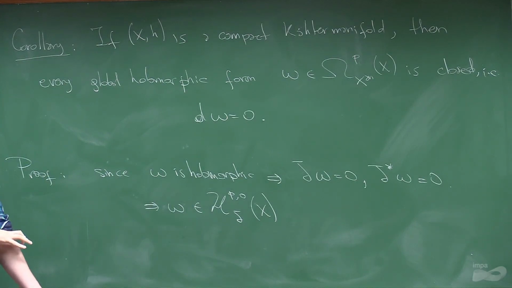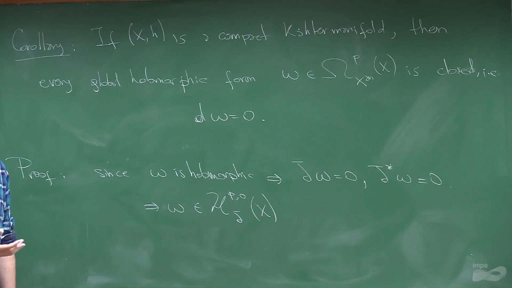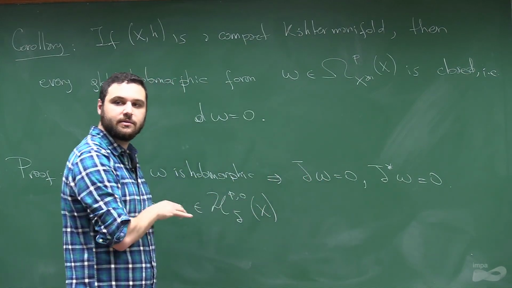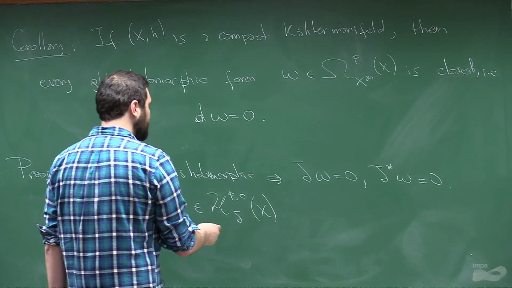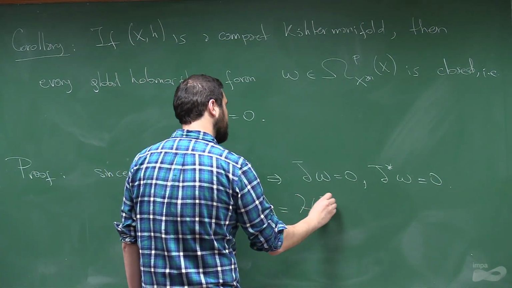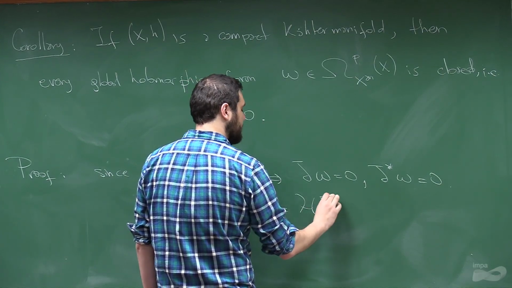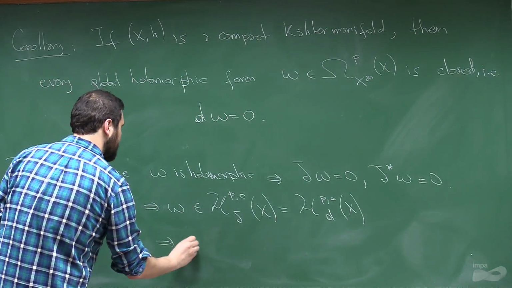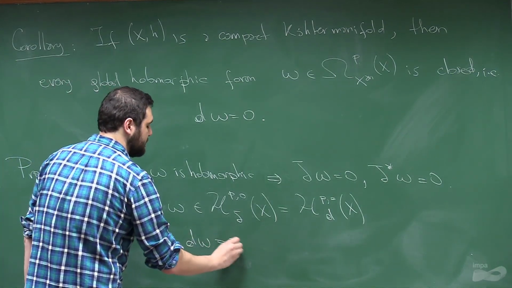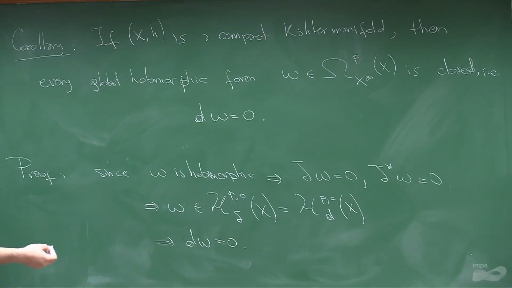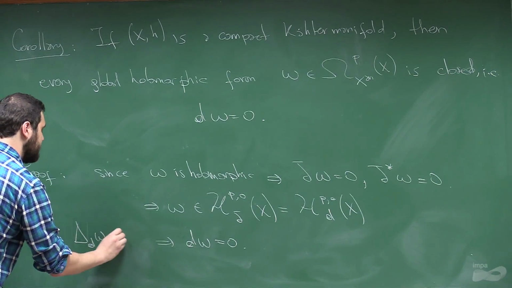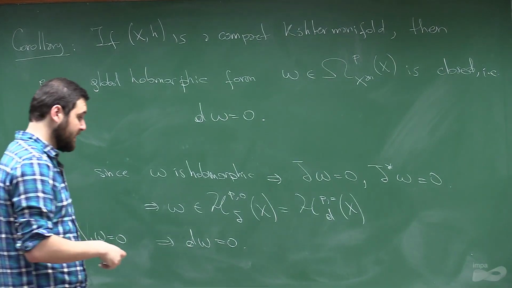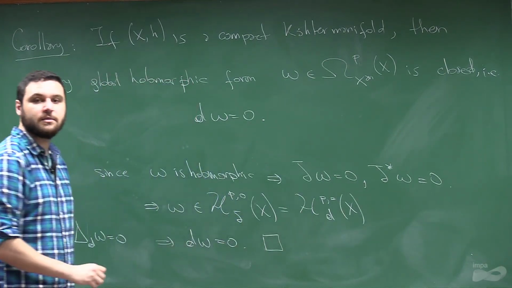Being harmonic, that the Laplacian of it is 0, is equivalent to having these two relations. This is what I explained in the previous class. And since we already know that this space is exactly the space of harmonic forms with respect to the d Laplacian, this implies that d omega and d star of omega are 0. I mean, the Laplacian of omega is 0, and this is equivalent to d omega equal to 0 and d star of omega equal to 0.